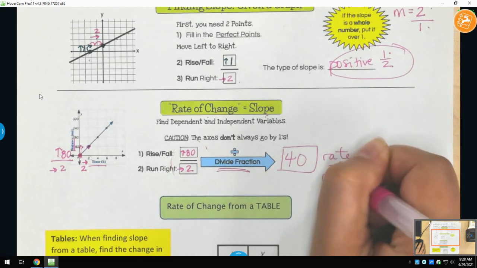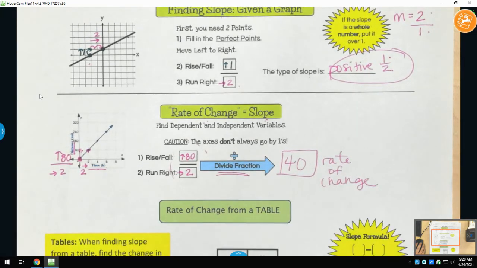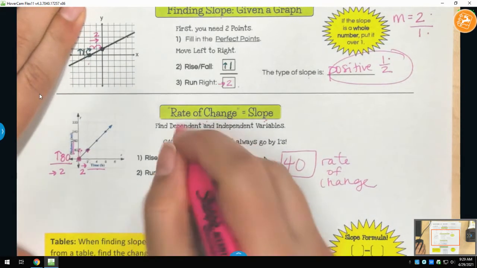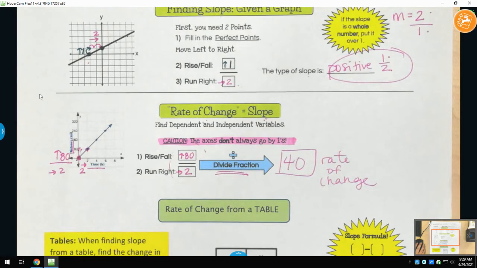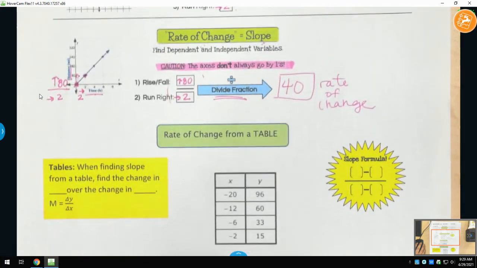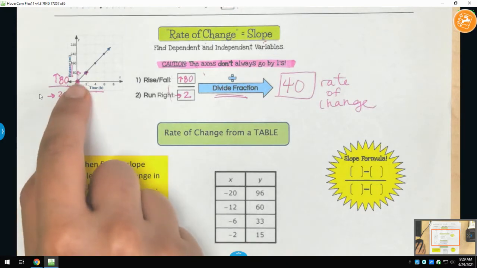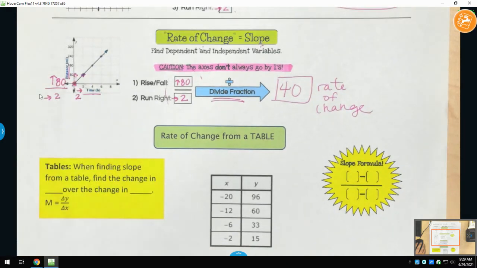That's my slope. And so just to really emphasize this point, right? The cautionary tale here: they don't always go by ones, and you're definitely going to see problems like that show up where you're not counting by ones. So use what you're going up by, okay?